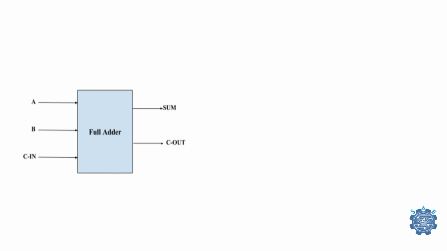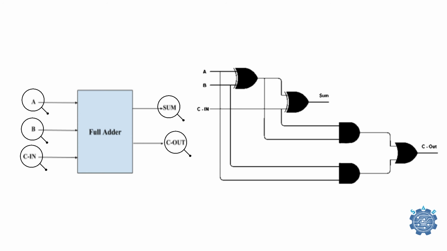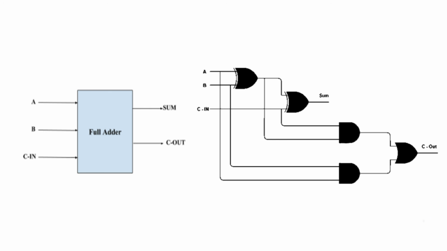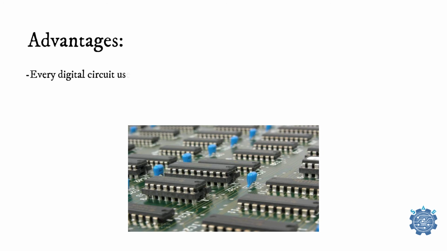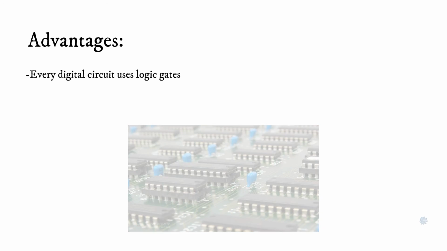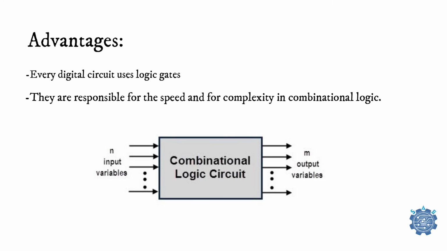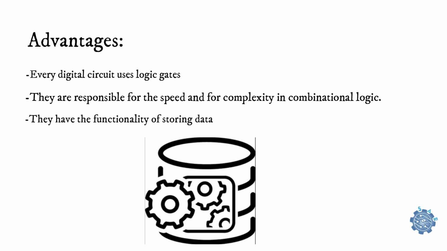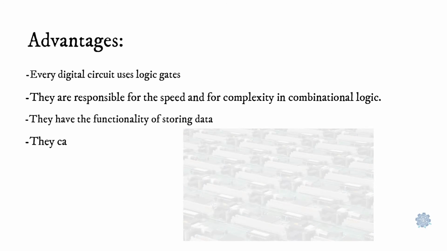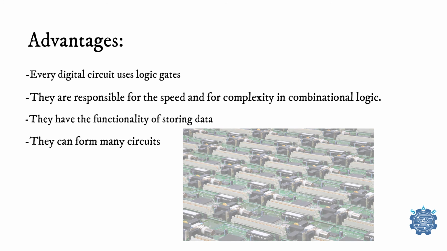For example, if we look inside a full adder, we will see that this one has 3 inputs and 2 outputs and uses 5 logic gates for performing the addition operation of the given data. Some advantages of logic gates are that every digital circuit uses logic gates. They are responsible for the speed and for complexity in combinational logic. They have the functionality of storing data and they can form many circuits.